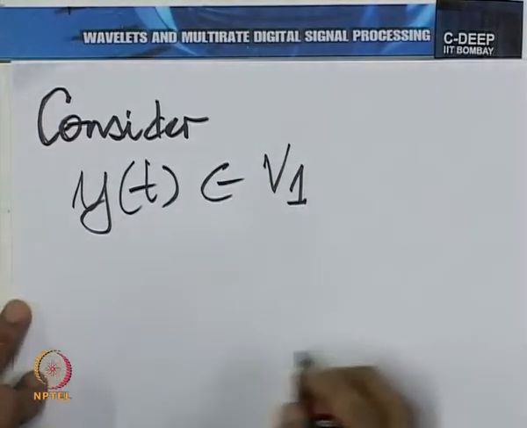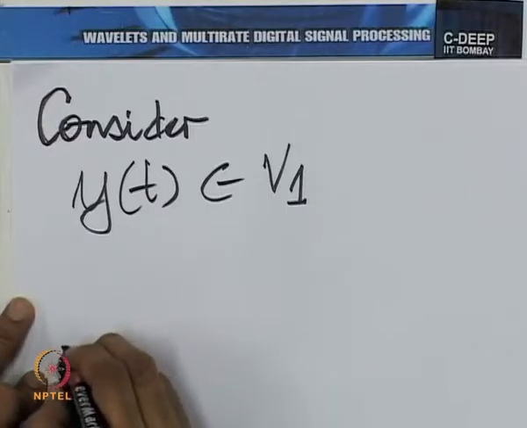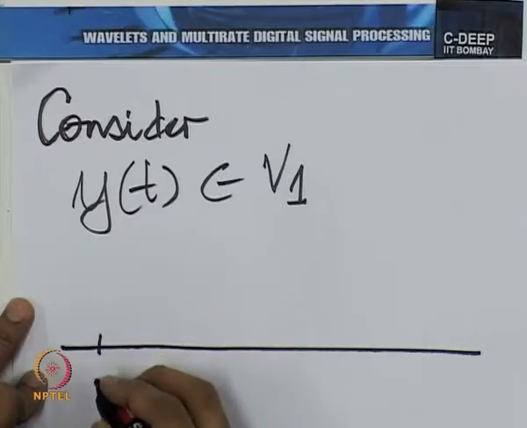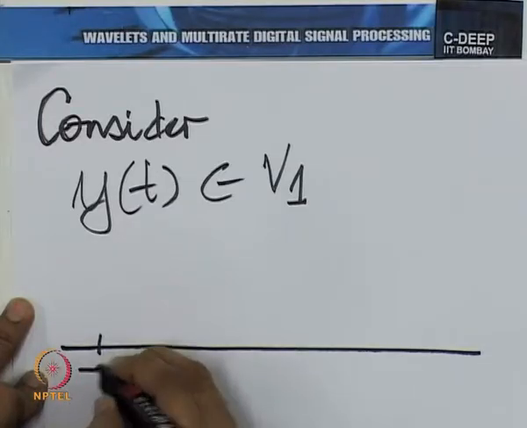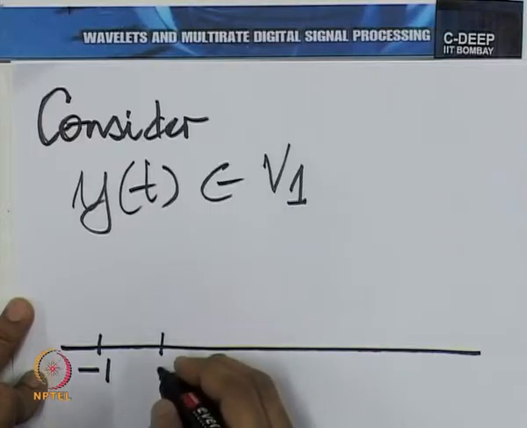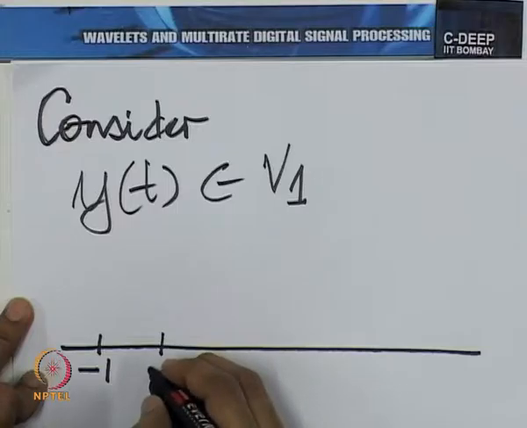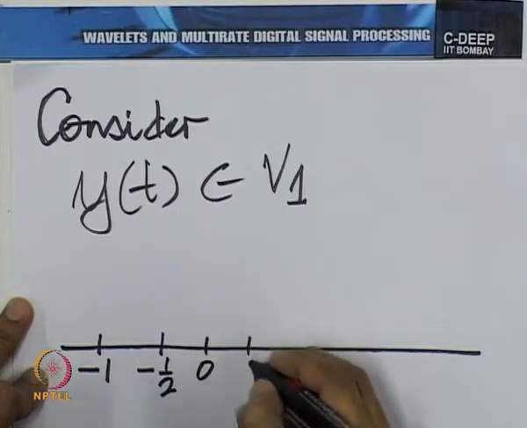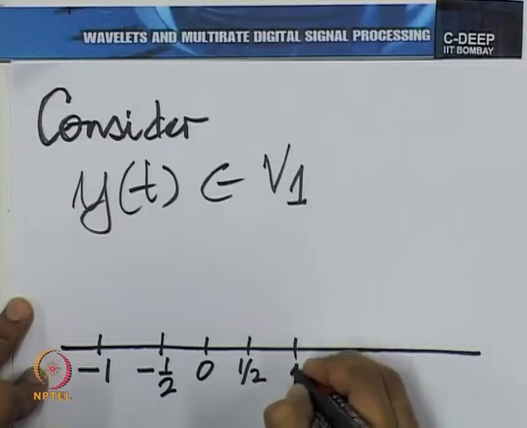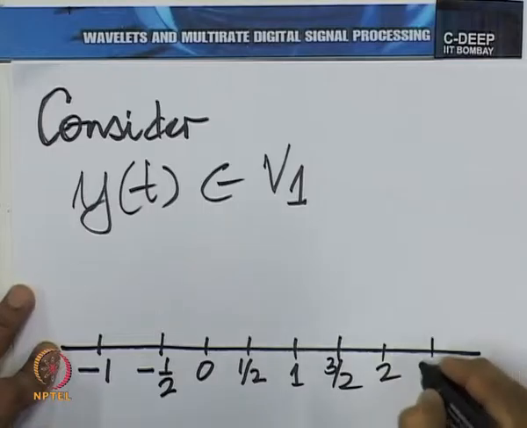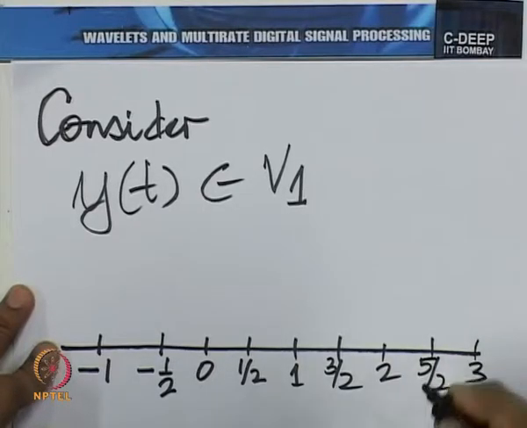Consider a function, let us say y(t) belonging to V 1. Now, V 1, you will recapitulate, is the space of functions piecewise constant on intervals of length half. So, let us take one such. Let us take a function from minus 1 to let us say 3. So, minus 1, minus half, 0, half, 1, 3 by 2, 2, 5 by 2 and 3.